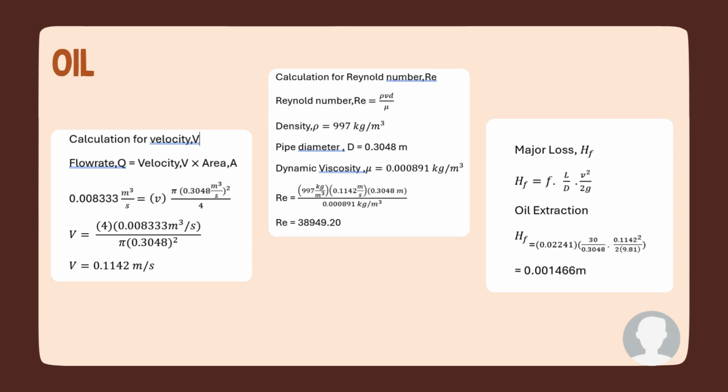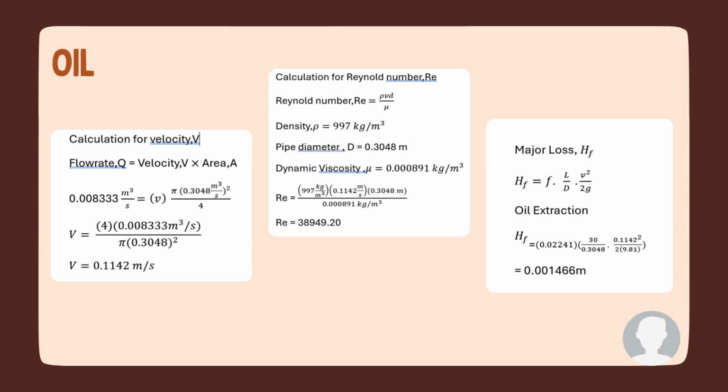And for the dynamic viscosity, mu, is equal to 0.000891 kilogram per meter cube. And we just put the information and then we got the value for RE is 38,949.20. And for the major loss, the formula is HF equals to F times length over diameter times velocity square over 2g.